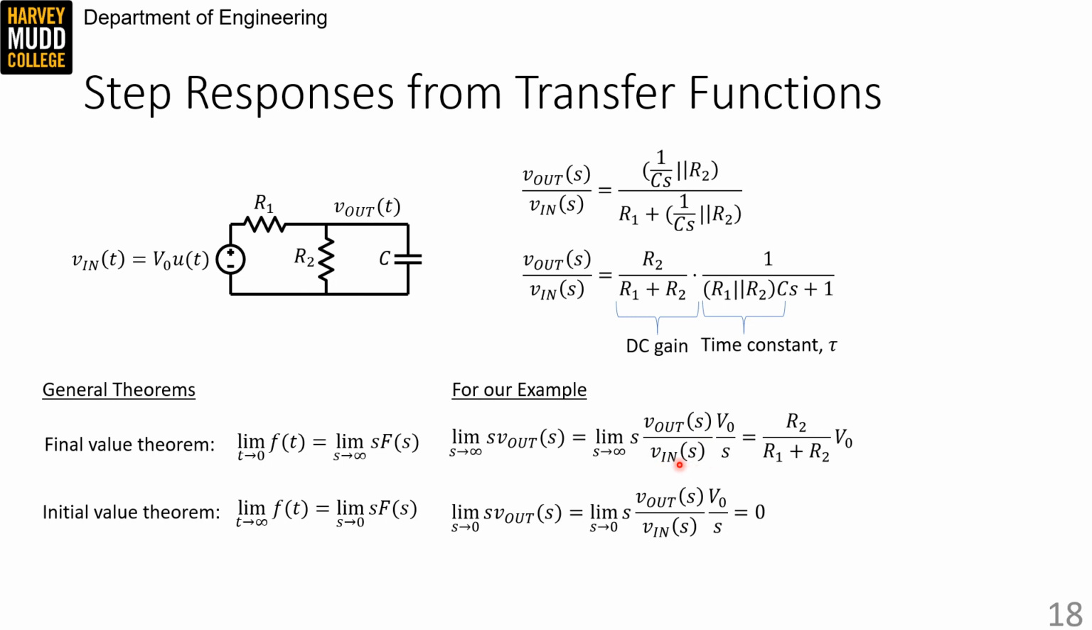Doing so with our transfer function reveals these values. So if s goes to infinity, then this term on the bottom is infinitely large, the whole thing goes to 0. If s goes to 0, the dynamics term turns into 1, and we're just left with this divider. So our waveform is going to be a first-order rising shape that starts at an initial value of 0 and ends at a DC value which is a divided version of v0.